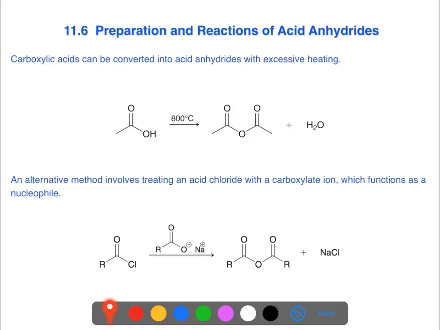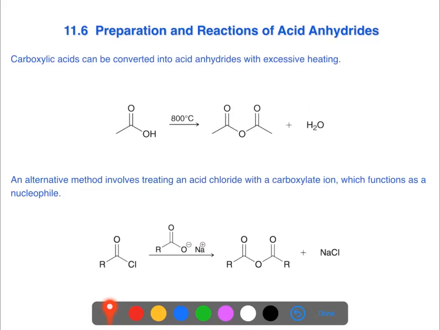The first involves starting with a carboxylic acid and converting it to the acid anhydride with excessive heating. So as you can see, we're using very high temperatures to carry out this particular process. As a result, we will form the anhydride and will produce a molecule of water. So we refer to this reaction as a condensation reaction.